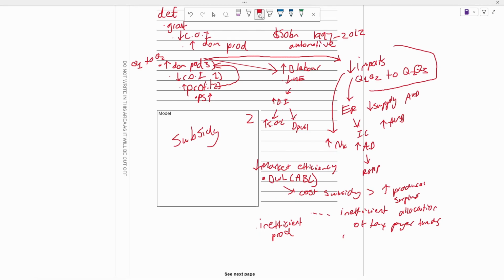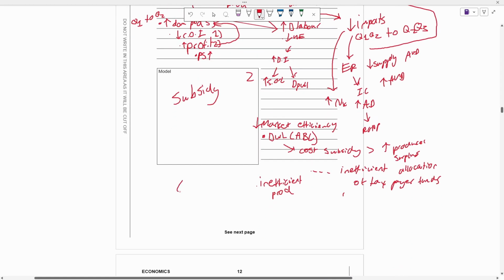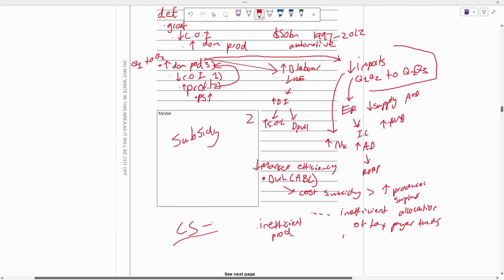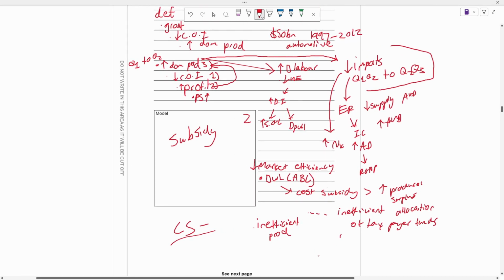But extra stuff you could add that's not directly related to this question, you could also talk about consumer surplus. Obviously it stays unchanged. So just say, also, consumer surplus stays unchanged as consumers are still paying the same price and receiving the same quantity. Easy as that. You can talk about consumer surplus, total surplus.